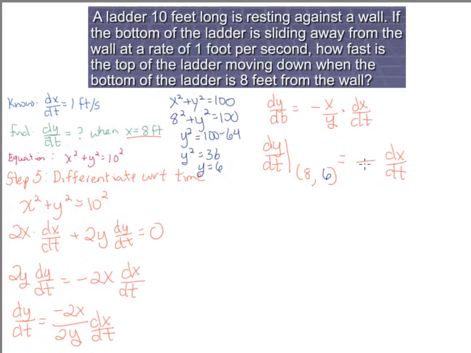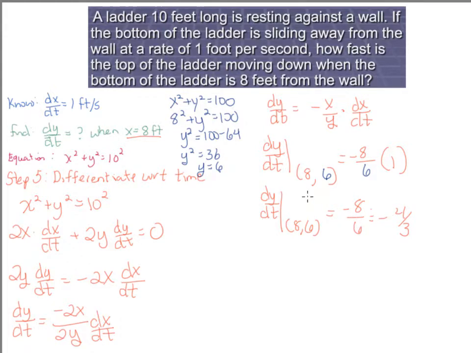So I'm going to go to my differential equation, replace every y with 6 and every x with 8. And let's replace the dx/dt with 1, since we know that was given to us. So the derivative of y with respect to time at the instant where x is 8 and y is 6 is equal to negative, because I forgot my negative sign, negative 8/6, which is negative 4/3.